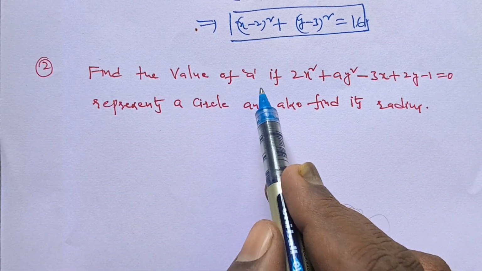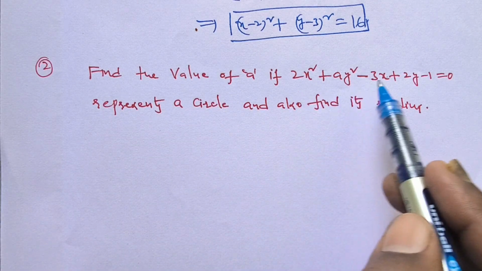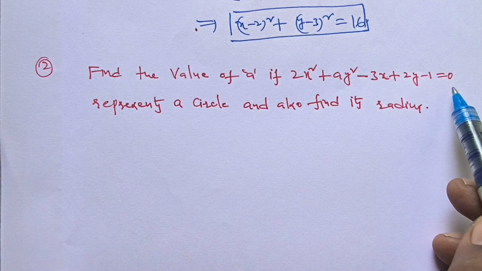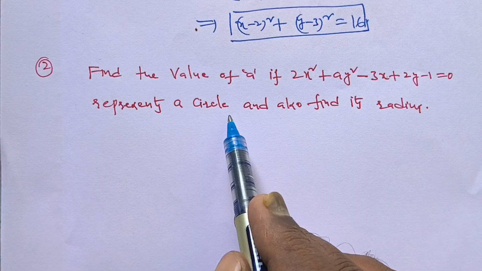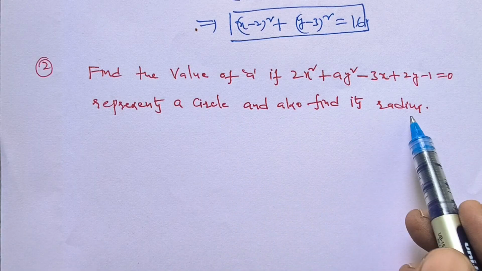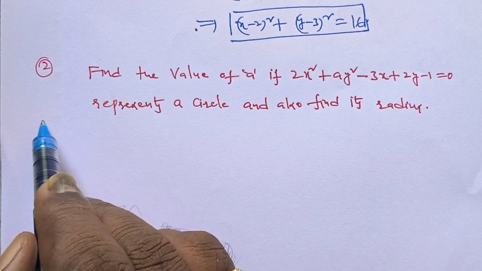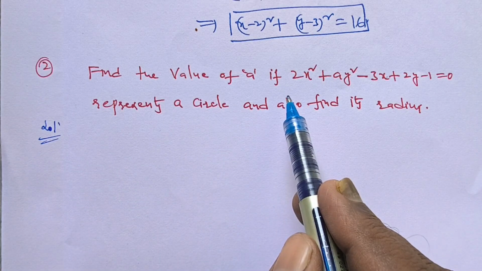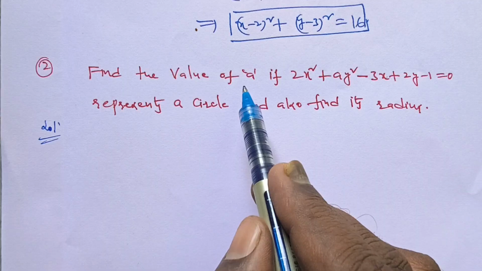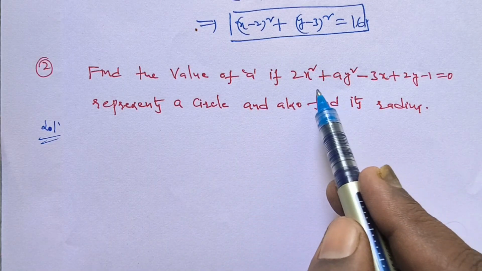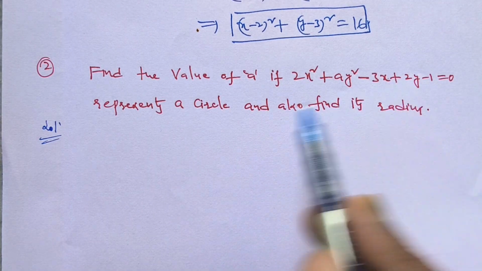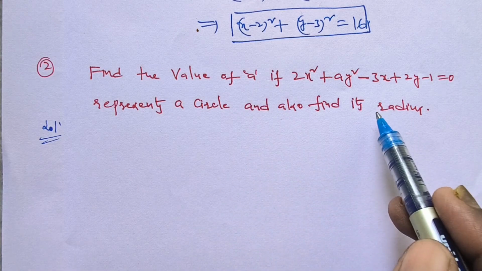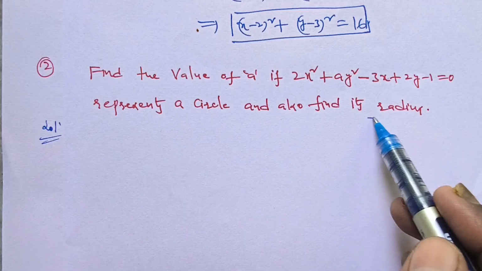Find the value of a if 2x square plus ay square minus 3x plus 2y minus 1 equals to 0 represents a circle, and also find its radius. Solution. From the given problem, we need to find the value of a if this equation represents a circle. So to find a, and after that we need to find a radius also.